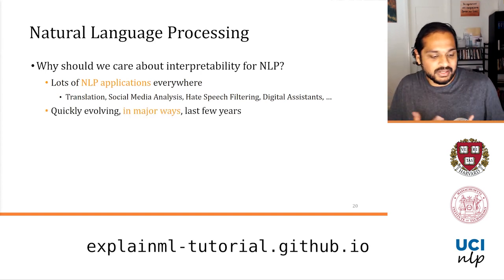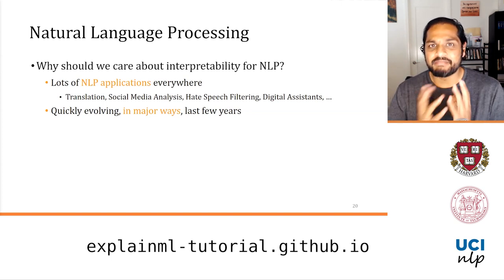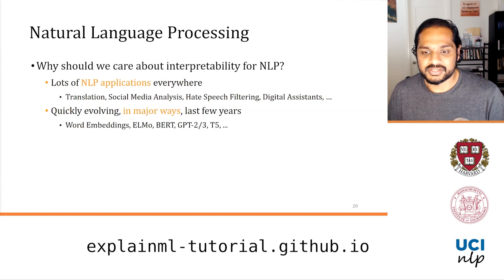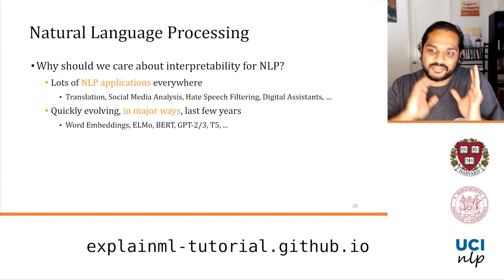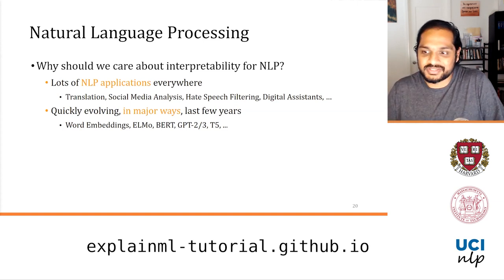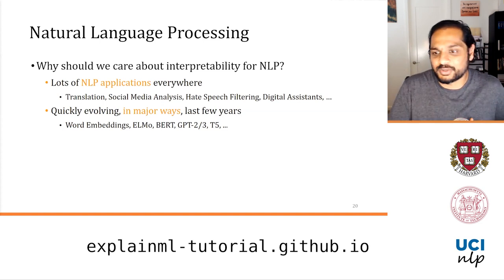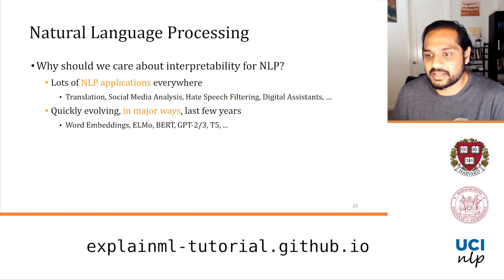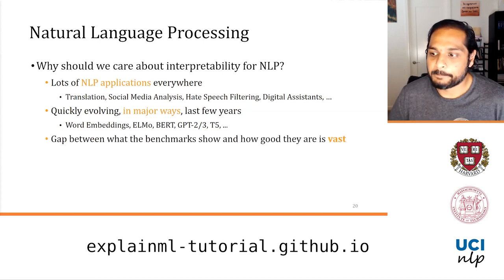But even more fundamentally, I think what's really interesting about NLP is how it's been changing in pretty major ways in the last few years, right? So just going back a couple of years, word embeddings came along and changed a lot of things. And then we had ELMo-based models, BERT-based models, and now GPT-2 and 3 and T5 and things like that. So a lot of things are changing constantly every year and becoming more complicated in some sense. And so it's useful to be aware of those things, right?